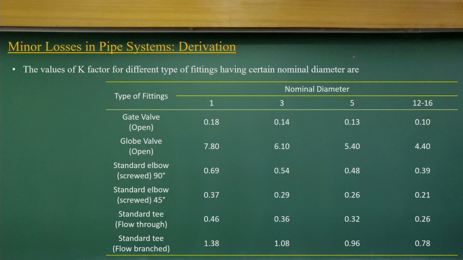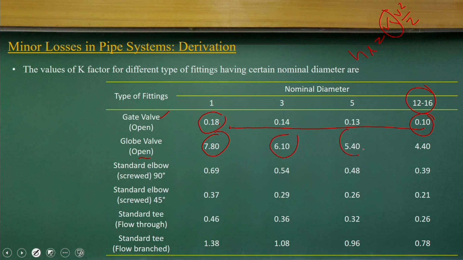Now if you look at the tabular values we have, and here I am talking about the head loss, which is equal to k v square by 2. So how do they value this k? First is the gate condition, which is 0.18 and can vary up to 0.10 as the diameter increases. In the same way, for the globe valve, which is 7.80. So we can understand how much the energy losses will be for the globe valve and the gate valve. It's much larger, but as you increase the diameters, it can reduce.